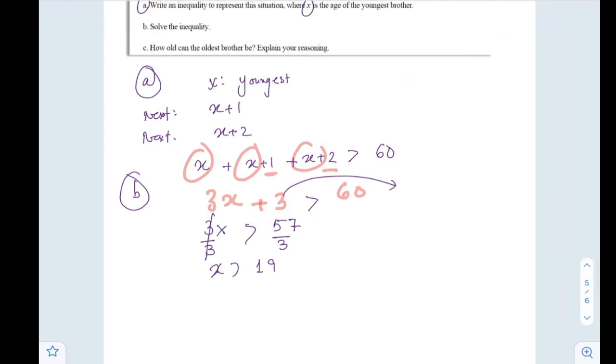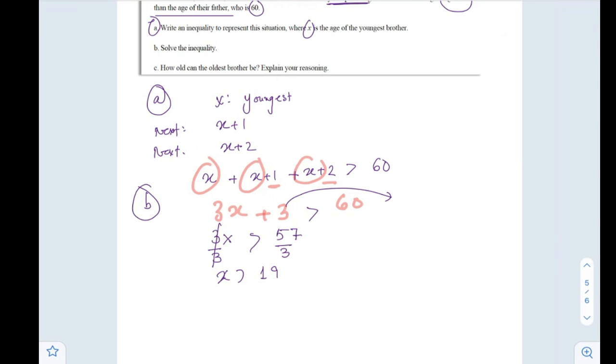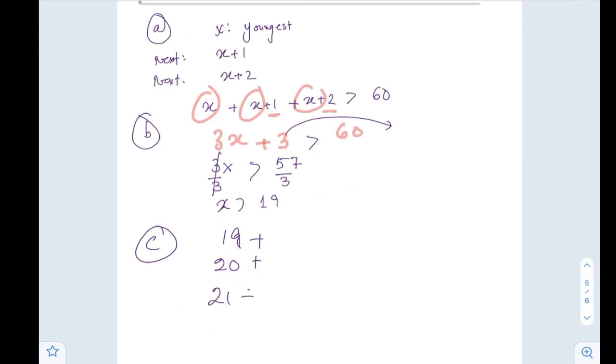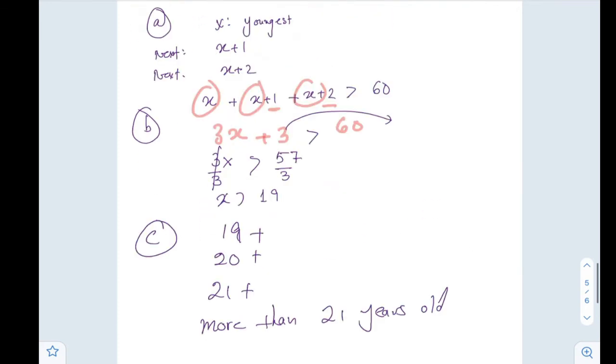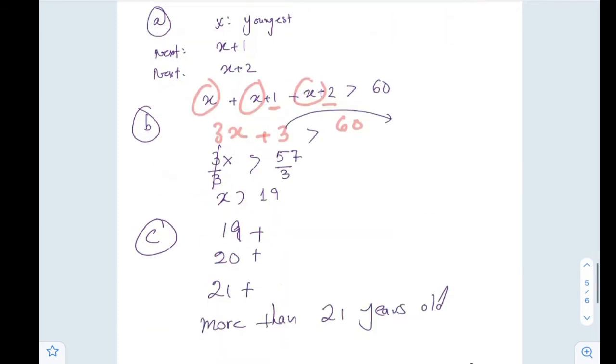So he can be 19 and 1 month, he can be 20, he can be whatever, 21. How old can the older brother be? If the youngest is 19 minimum, meaning 19 plus, then the next one will be 20 plus, and the next one will be 21 plus. So he should be more than 21 years old. Definitely 22, 23, 21 and 2 months, etc.